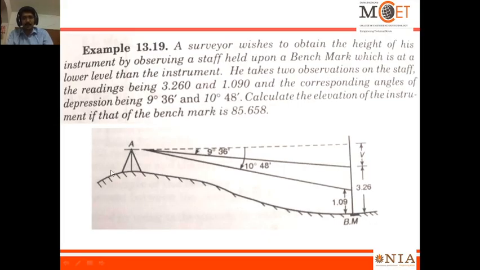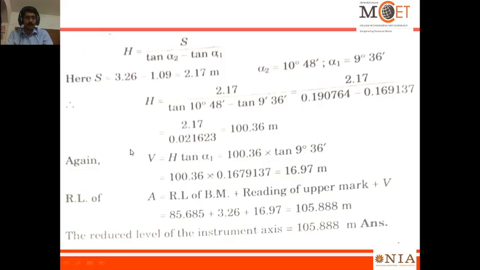If they have given the height of the instrument, you can reduce to the exact ground point also. If they have not given it, you can stop here itself, right? So substitute all the values, and you will get the RL of the instrument axis as 105.888 meter, right?